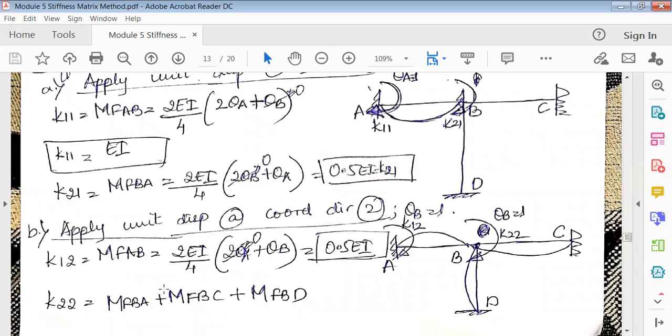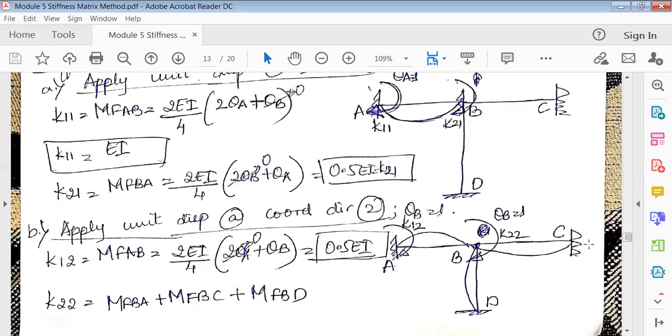Now K12. See here, for the first coordinate direction, I'll write K1, K2, and this is K2. Next, because I'm applying rotation in the second direction, this is K12 and this is K22. Once you mark this, next is to find K12. So K12 is equal to MFAB. Only this portion is moving. It is MFAB. So again it is 2EI by L, 2 times theta A plus theta B. But this time you're releasing theta B.